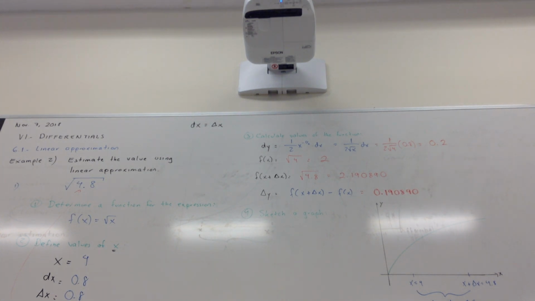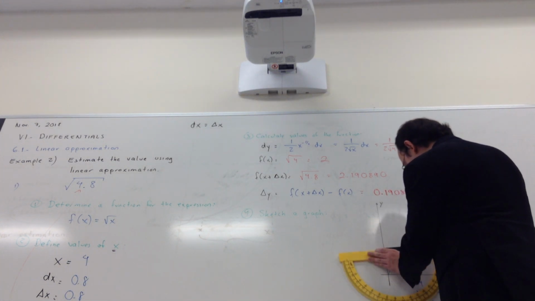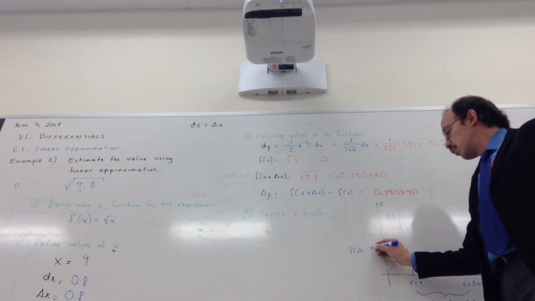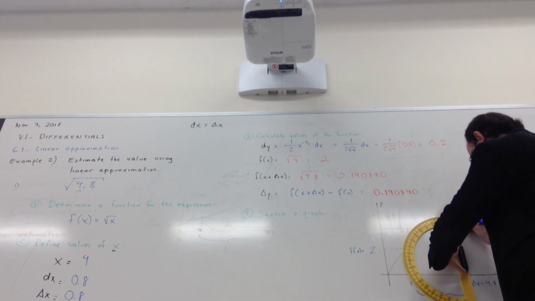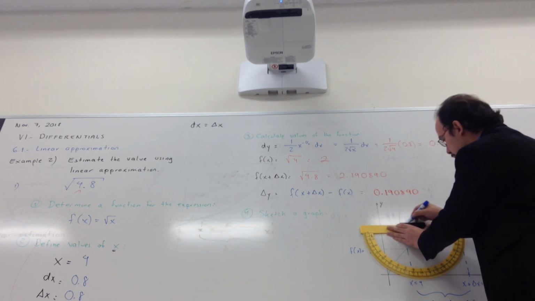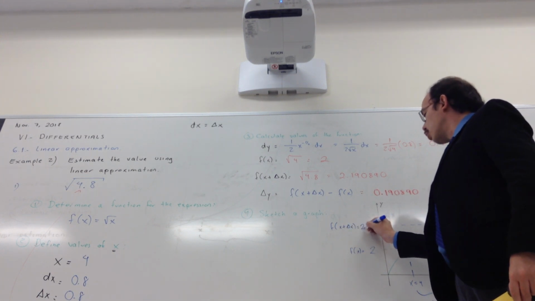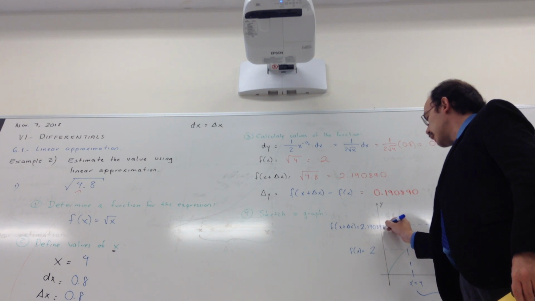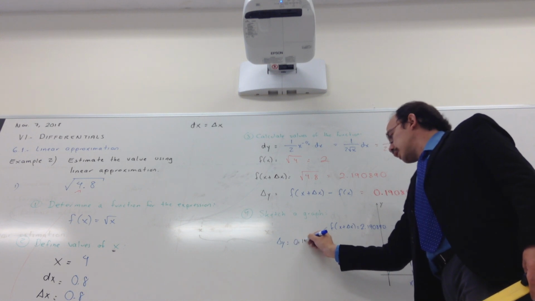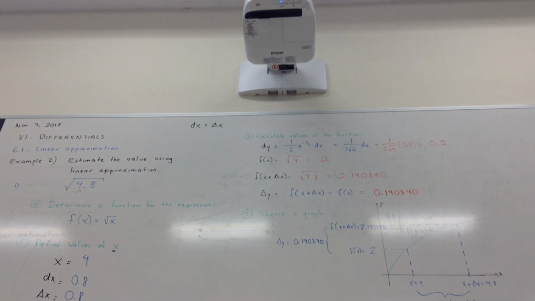Yeah? Then, if I project that, what do I have? F of x, which is what? 2. If I project that, I have what? F of x plus delta x, which is 2.190890, and between them, delta y is what? 0.190890. Okay? Okay. Now what?